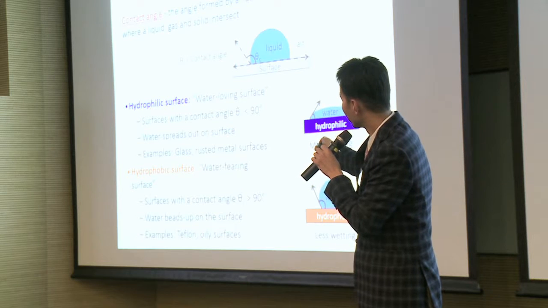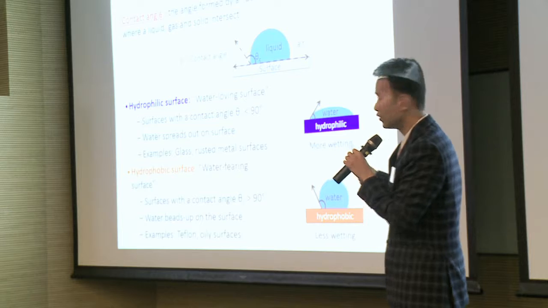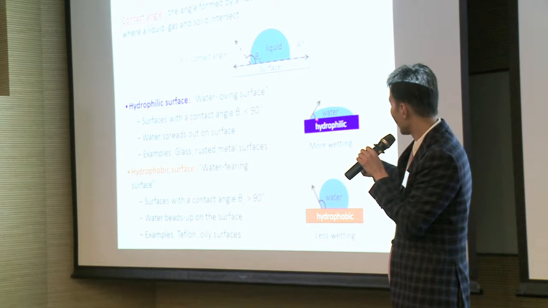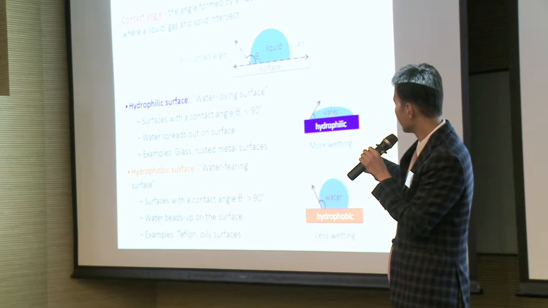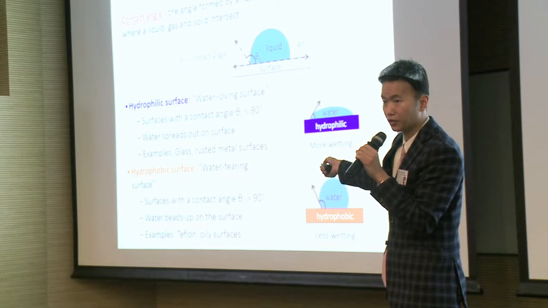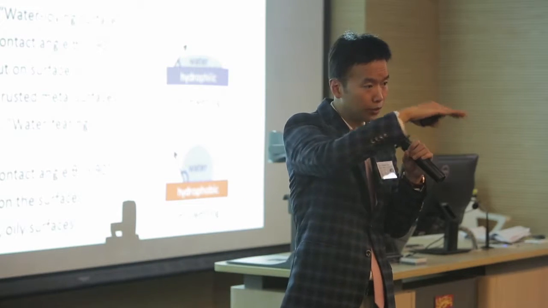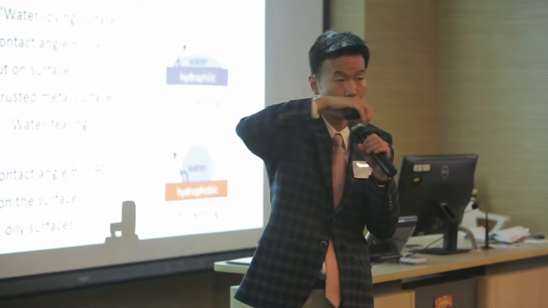this angle. Okay, this is the solid surface, and the liquid. If this angle is less than 90 degrees, that means they love water, and we call it a hydrophilic surface. So the surface really loves water, so they will tend to be really flat. They will not form a little ball.